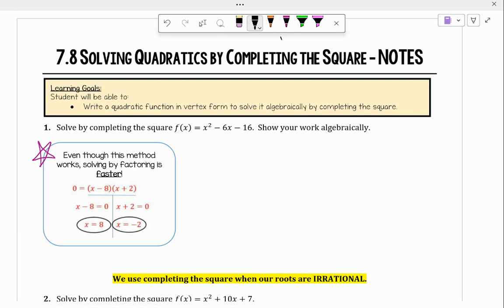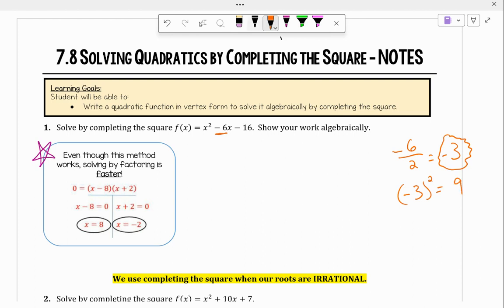Okay, so first thing I want to talk about is we have to divide the b value, which is -6, by 2. So we have -6 divided by 2, which equals -3. I like to put a circle around that. Kind of helps me remember that's an important number. And then from there, I want to take -3 and square it, and that will equal 9.